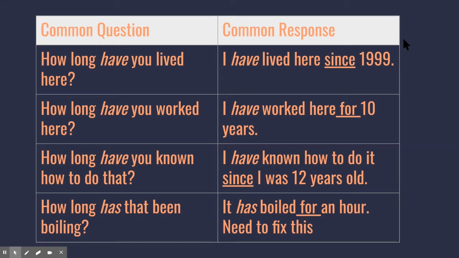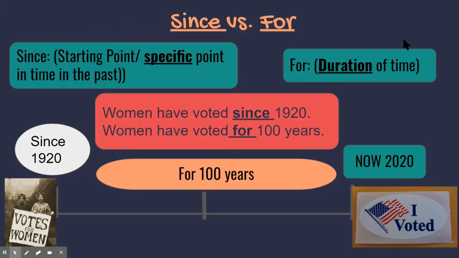We won't read them to you. Read them to yourself. Some common questions and common responses using the present perfect and since or for in the answers. And here's just one more graph to show you that since is for a specific point in time, and for is for something that happened over a duration of time. So women have voted since 1920, and women have voted for 100 years. Because you're using 1920 versus 100 years, you have to change the word between since or for, right?